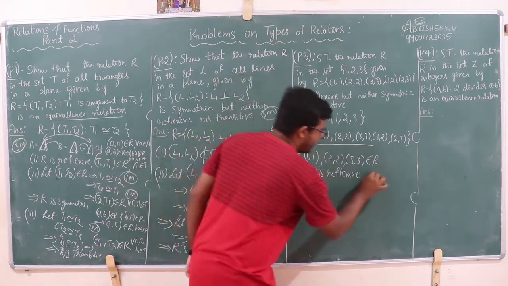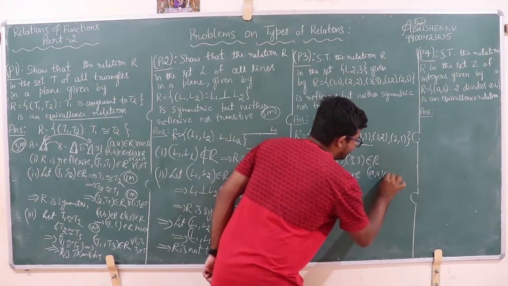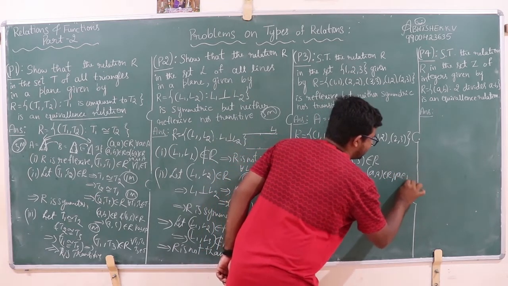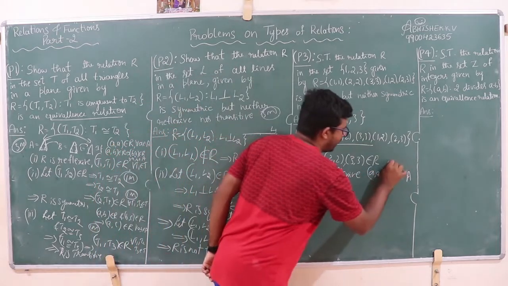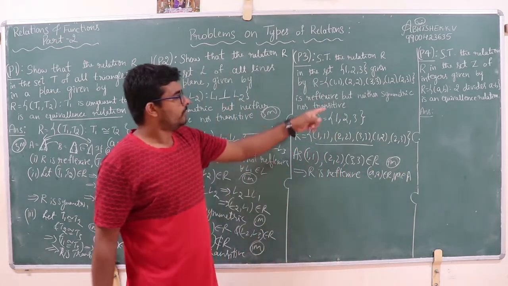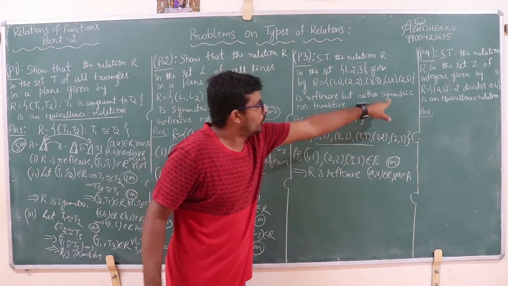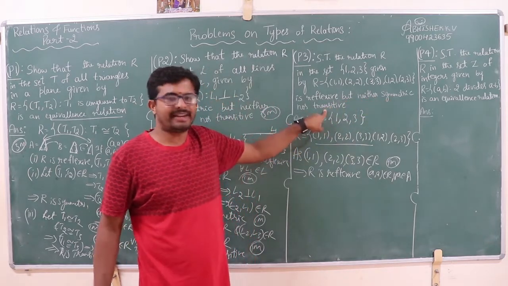That is, generally (a, a) belongs to the relation R for all a belonging to the given set A. It holds. Therefore, it is reflexive. This is for 1 mark. Again, we need to prove it is not symmetric and not transitive.